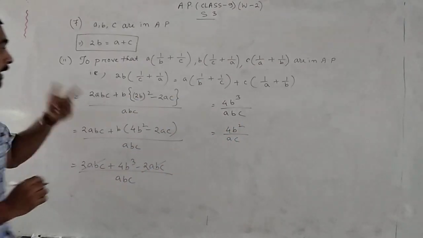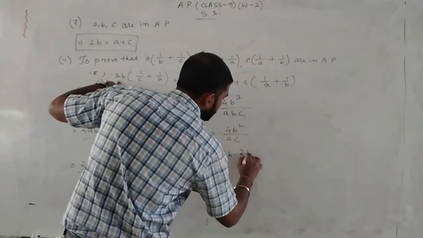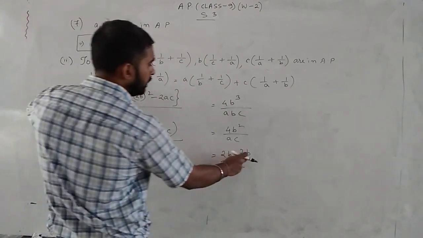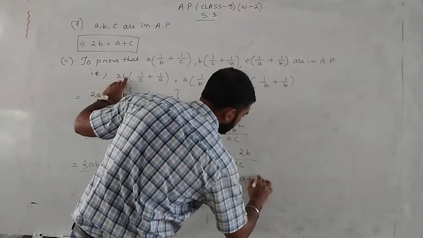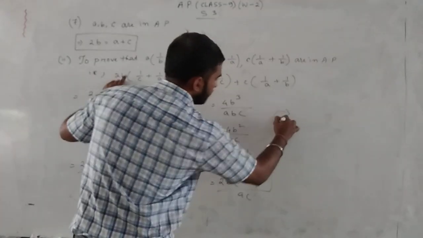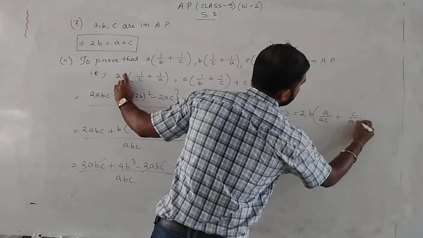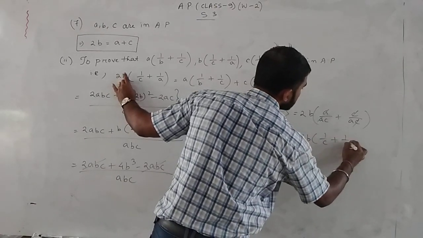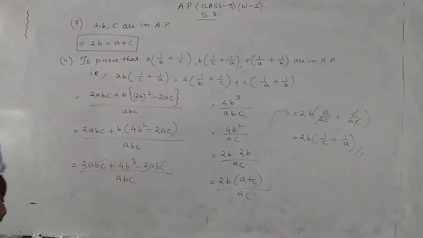Now see, you will arrange them in this order. Twice B, so 4B square equal twice B into twice B by AC. Okay, so we got twice B. Now we replace this twice B by A plus C. Twice B into A plus C by AC equal twice B, A by AC plus C by AC. A cancel, C cancel, so twice B into 1 by C plus 1 by A. What we have to prove? Twice B into 1 by C plus 1 by A. So this is the solution of 7-2.